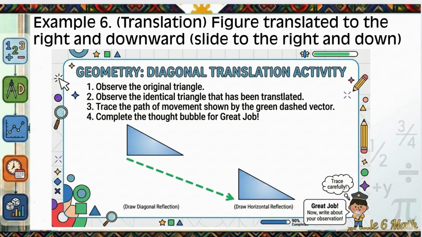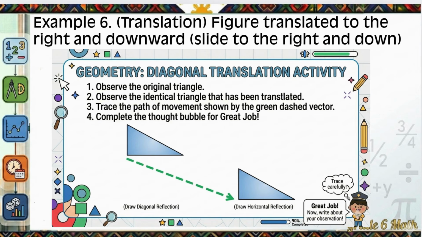Now, we're looking at a specific kind of transformation in geometry called a diagonal translation. That's a big word, but we're going to break it down. Imagine you have your triangle at the top of your paper, and you just want to push it or slide it to a different spot without turning it or flipping it. We call that a slide, or in math, a translation.